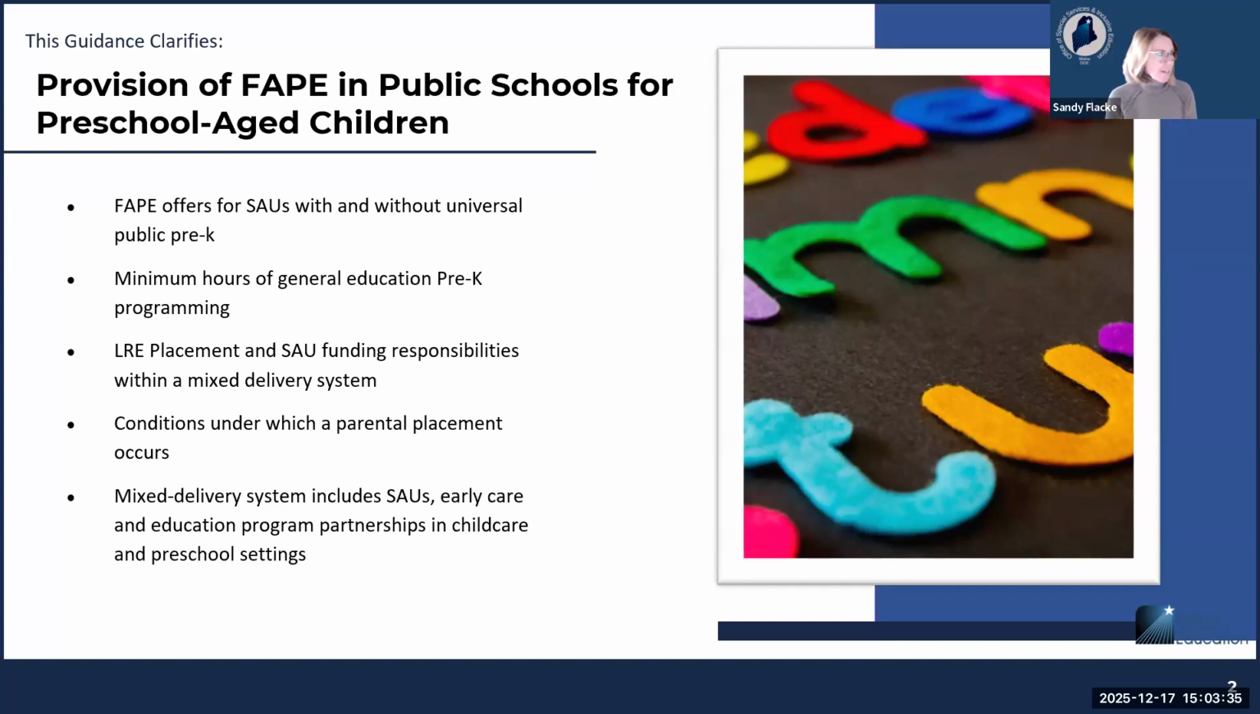We also covered what the conditions are under which a parental placement would occur, and then just reinforcing that when we're talking about a mixed delivery system, that includes our public pre-K system. Often we say public pre-K and the mixed delivery system, but we want to restate here that the mixed delivery system includes early care and education programs, those partnerships in the community, and our public preschool settings.